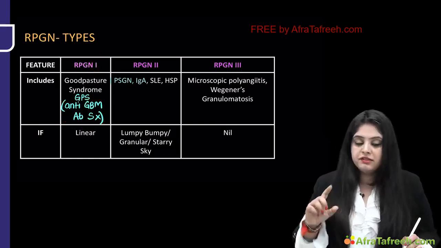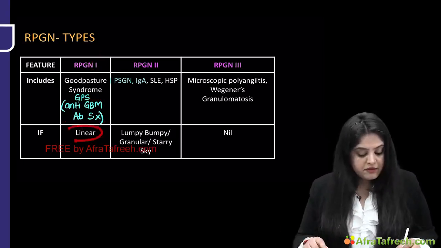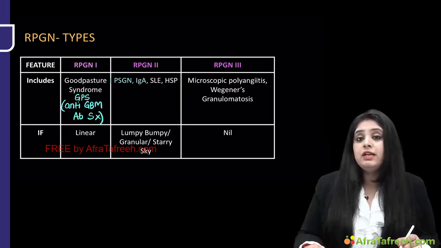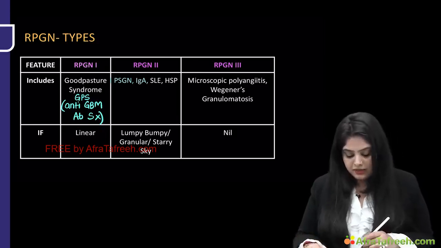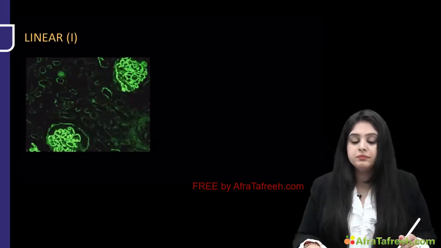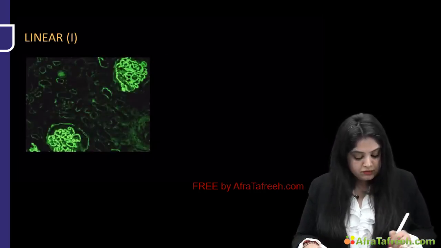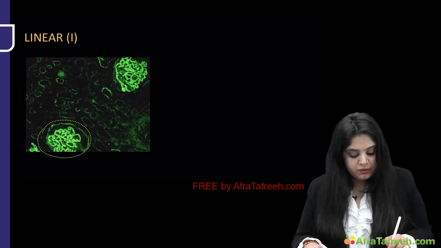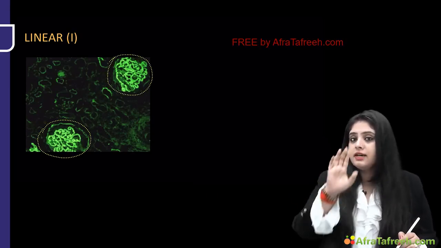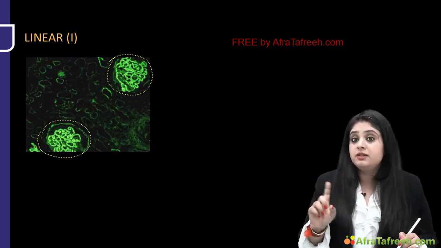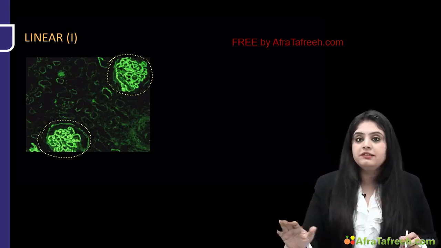I'll tell you all these diseases in detail. But remember, every RPGN 1 is going to show you a linear immunofluorescence. Linear means what? Have a look at this picture. If you pick up this glomerulus and you pick up this glomerulus, you all would agree that there is no light and dark, light and dark. It is not like the starry sky pattern. No, guys, this is all the same.